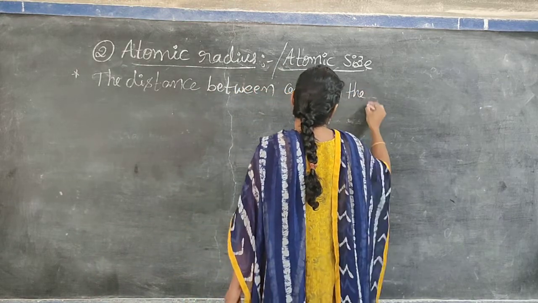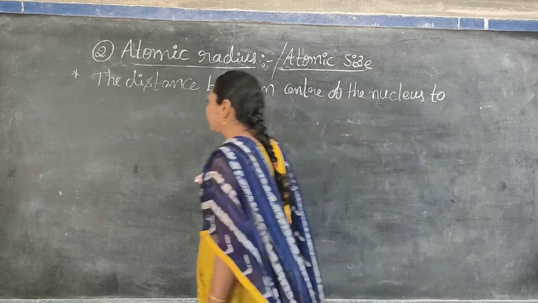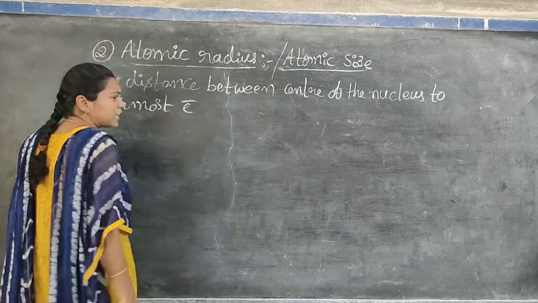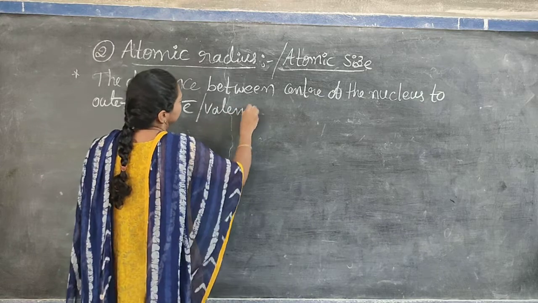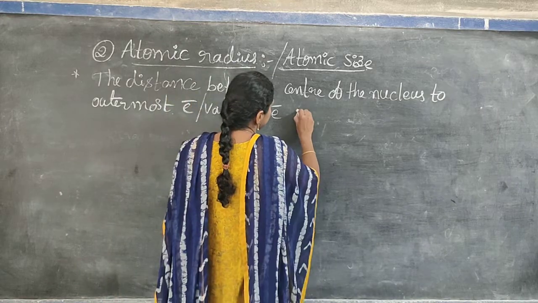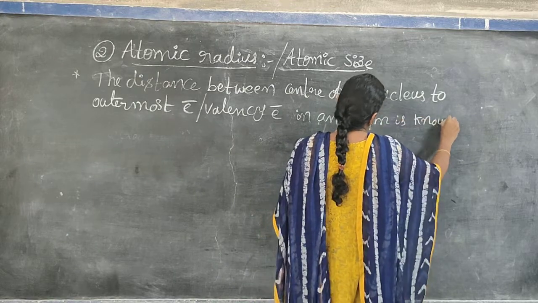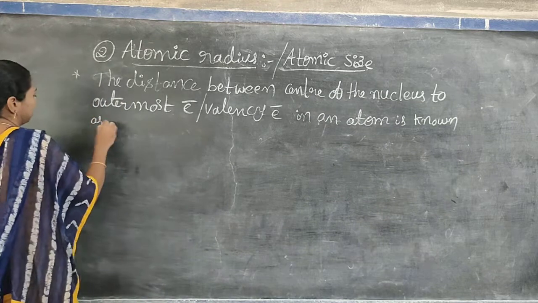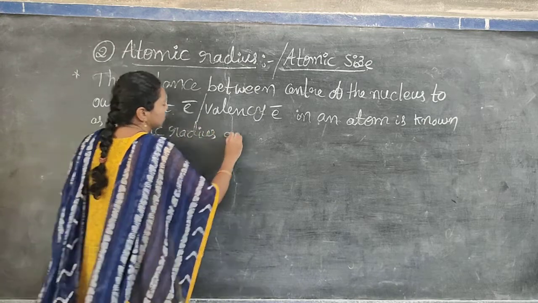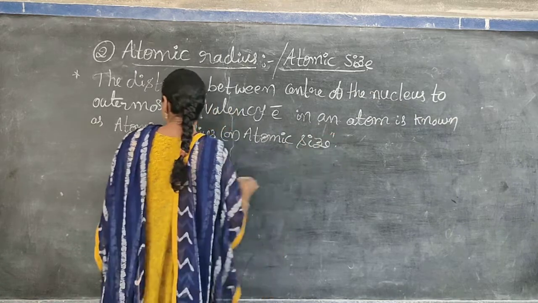The distance between the center of the nucleus to the outermost electron or valency electron in an atom is known as atomic radius or atomic size.